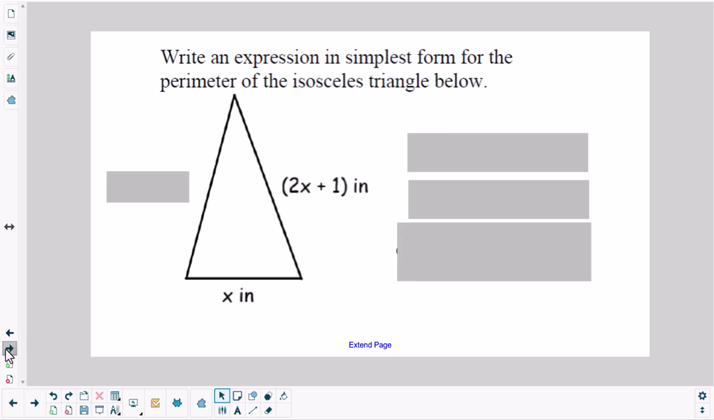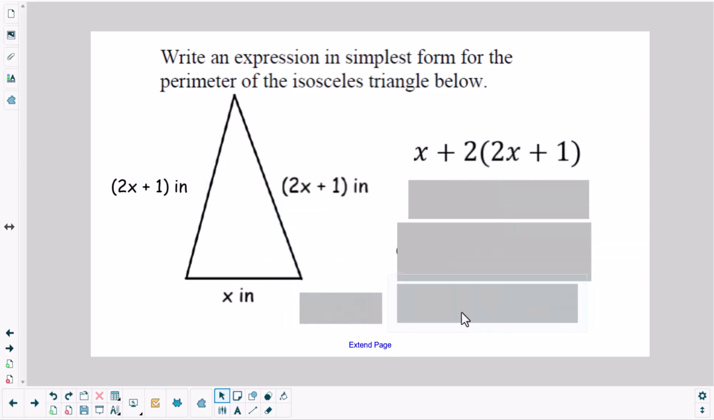Let's look at another example. Here's that isosceles triangle again. Since this edge or this side is 2x plus 1 inches, so is this side here. So I represented the perimeter like this. x for this bottom edge plus 2 times the 2x plus 1, since I have two sides of length 2x plus 1. Now, you could have also done x plus 2x plus 1 plus 2x plus 1.